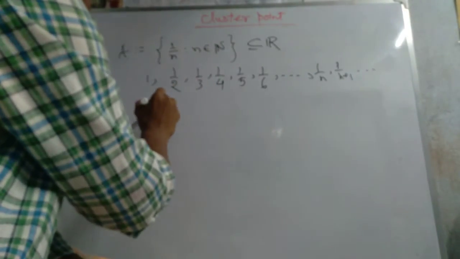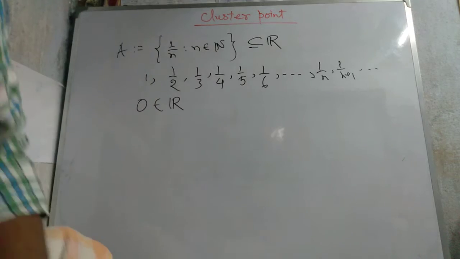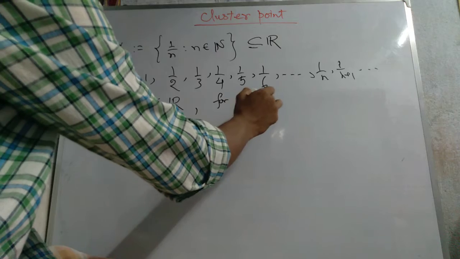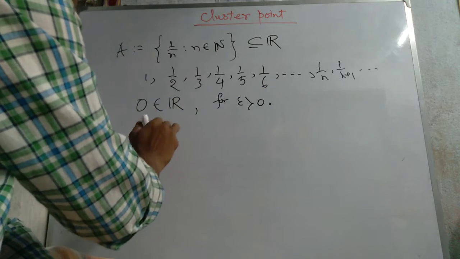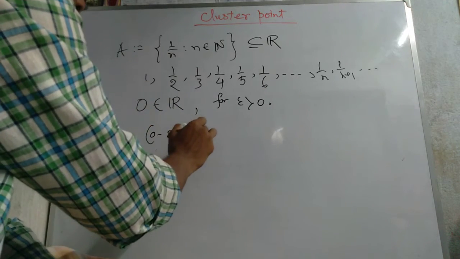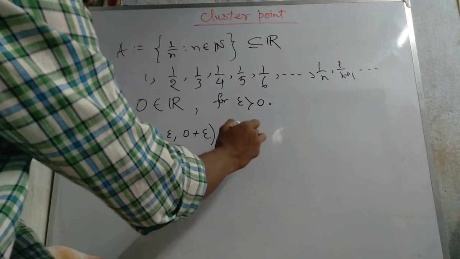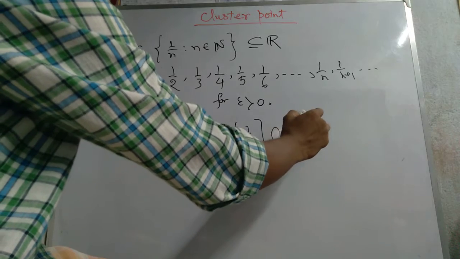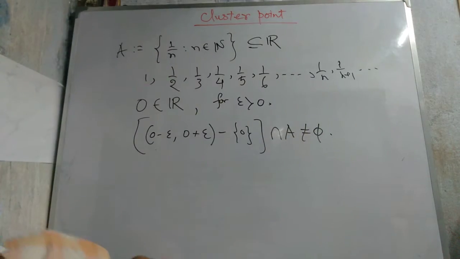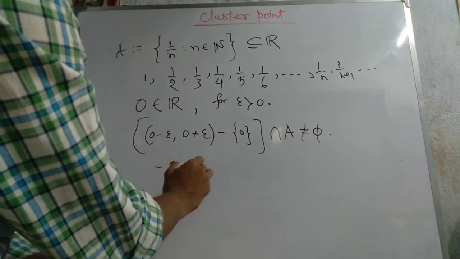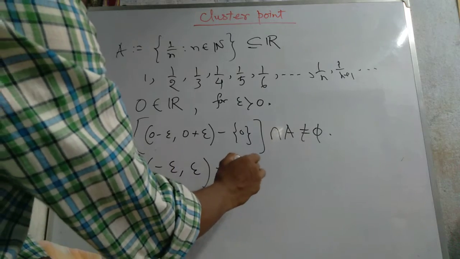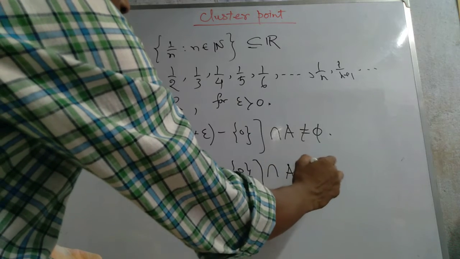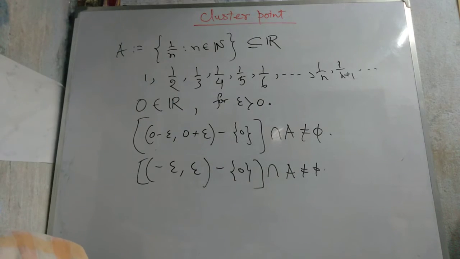Take 0, which belongs to R. Then we construct, for epsilon greater than 0, some deleted neighborhood: (-epsilon, epsilon) minus {0}, intersection A not equal to empty set. Why? Because this one is (-epsilon, epsilon) minus {0}, intersection A not equal to empty set. How do we show it?